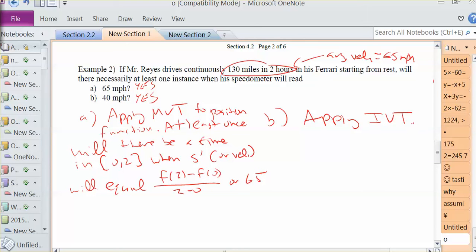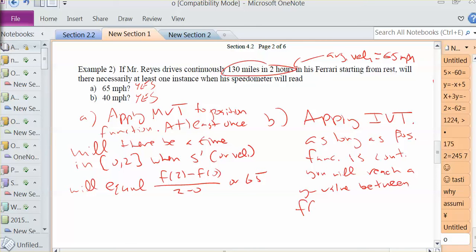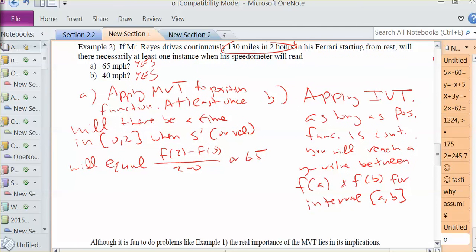We have talked about that before a while ago, but basically what IVT states is that as long as the position function is continuous, you will reach a y value between f of a and f of b for your interval a to b. We used IVT, you may have forgotten, to prove that something equals 0, right? We used to have these weird graphs. What we needed to do was find an a and b value that made a negative y and a positive y value. And of course 0 would be in between those two values.